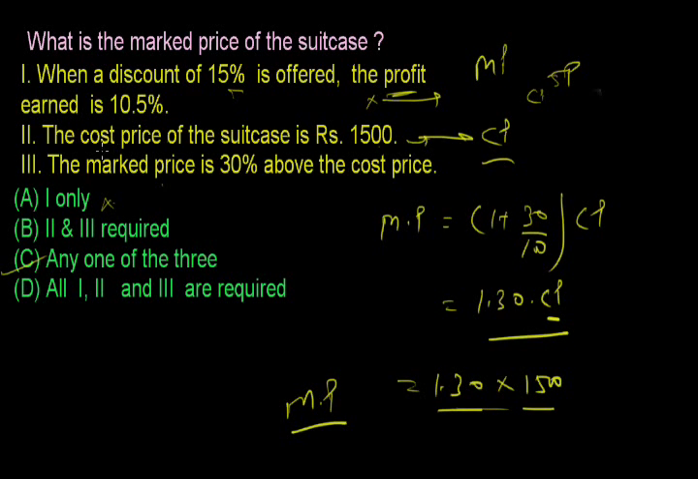I don't require the first statement, because the first statement is about profit, and profit always comes with a selling price. I don't need any selling price, because I know the cost price and I know the relation between cost price and market price. Here you require two things: first, I know the cost price. Second, I know the relationship between cost price and the market price. So I can calculate the market price. So only statements 2 and 3 are required to get the answer.